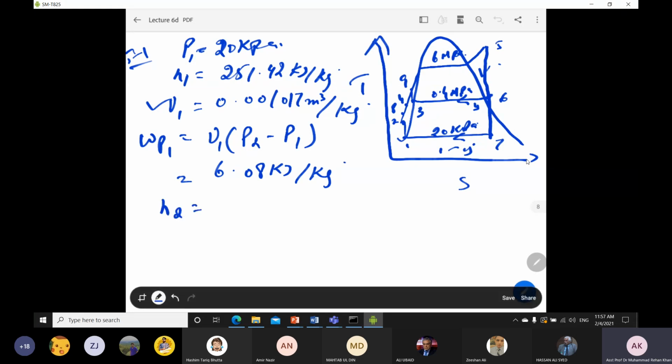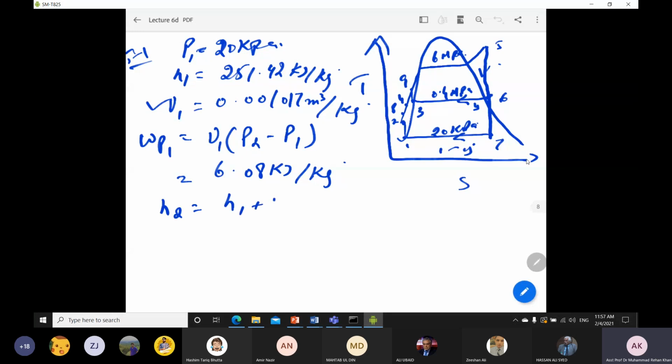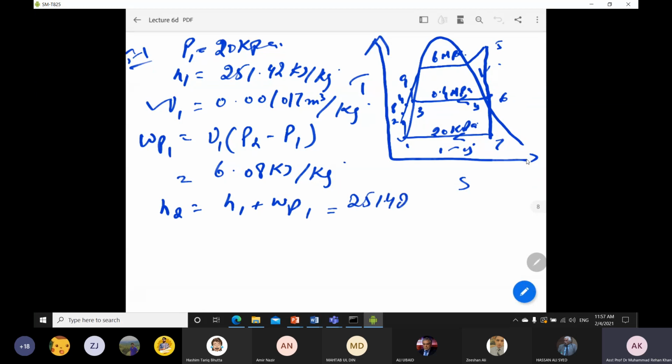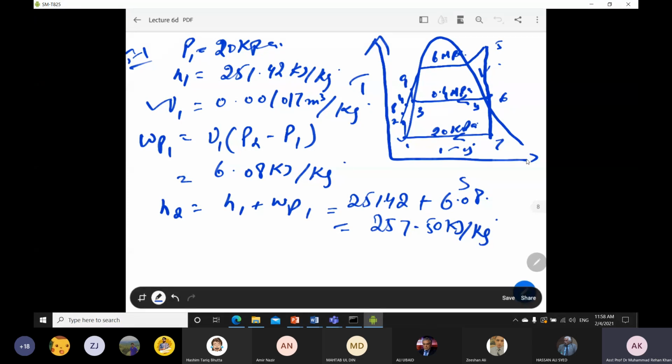Now coming toward state number 2, H2, the same procedure which we followed in the Rankine cycle. So H2 is equal to H1 plus W pump 1. H1 is known to you, which is 251.42, and W pump is also known, 6.08. Just add these two terms and you will get 257.50 kilojoule per kg.